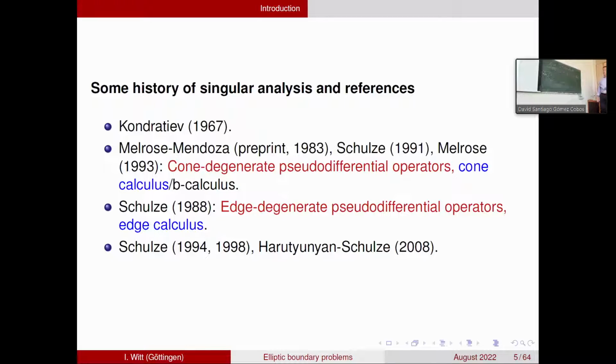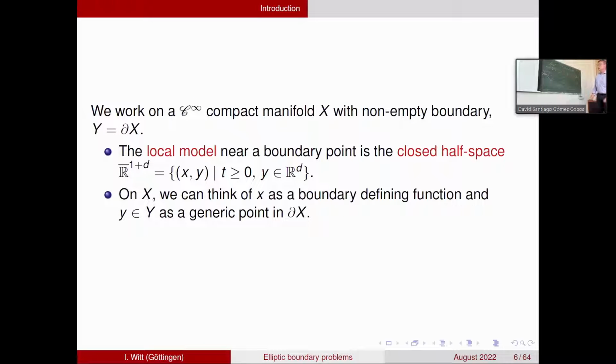Okay. Good. So in general, we're working on a compact manifold with boundary. The local model is the closed half space, and so basically the normal variable is called x, the one-dimensional variable. It used to be t, it changed to x. So x is non-positive, and then we have y. The y's are the tangential variables. Occasionally I will also use x to denote the point in x, but it will be clear from the context.